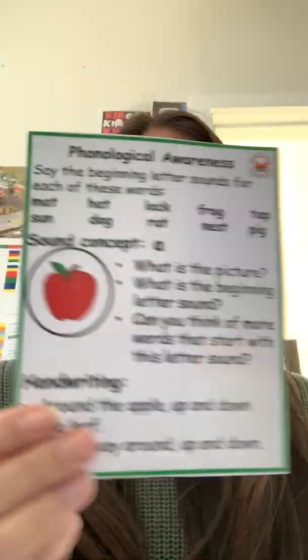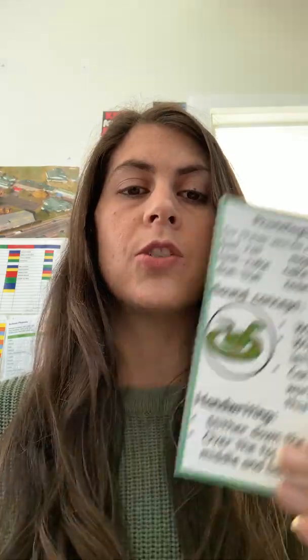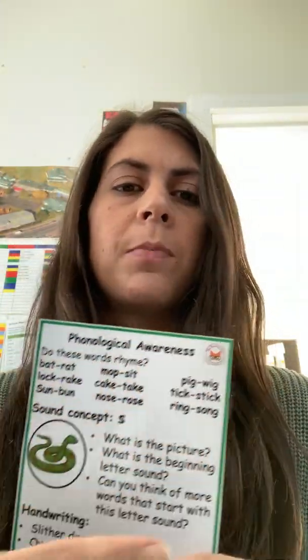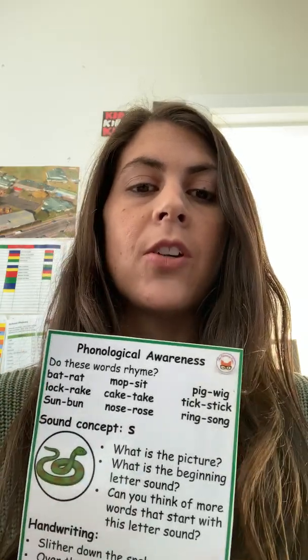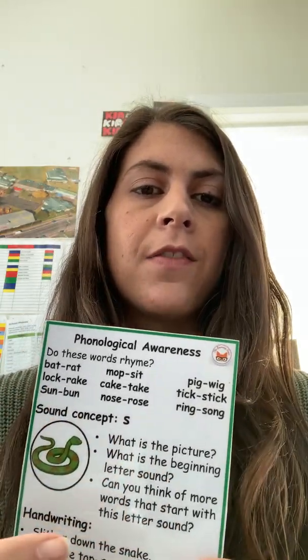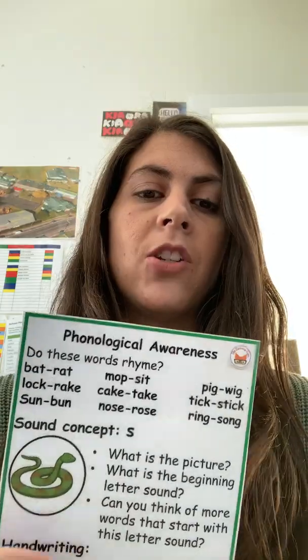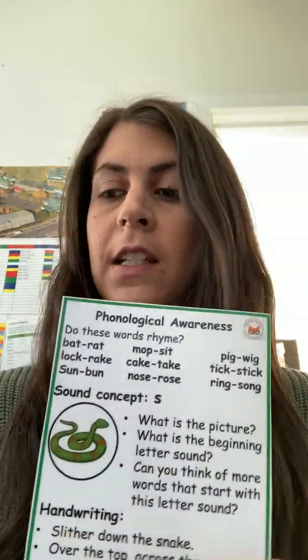So these two cards can be available for free, and these are sent to you so you can try them out, give them a go and see how you find them. They are all sequenced in a scope and sequence, starting with the letter S. And this is just an example of how you would use these cards in your small group teaching instruction. It could be used for about 10-15 minutes, depending on the time that you have, and you can really go deep into these activities.